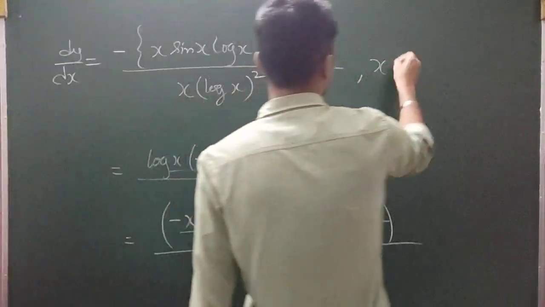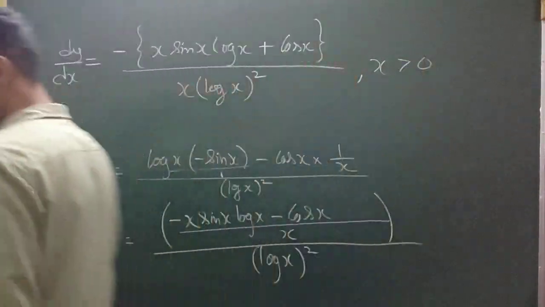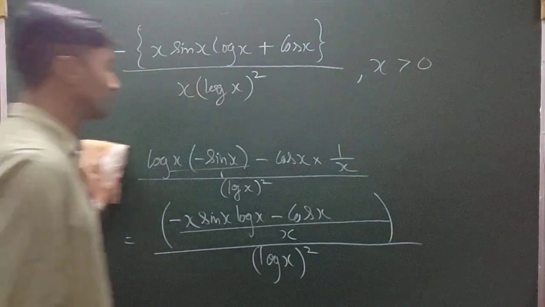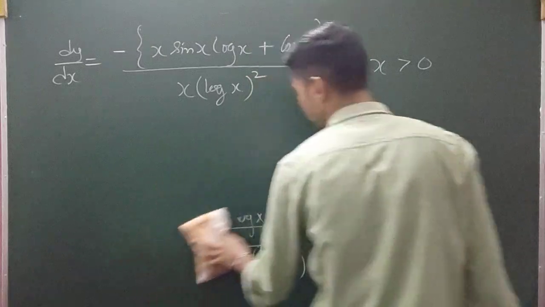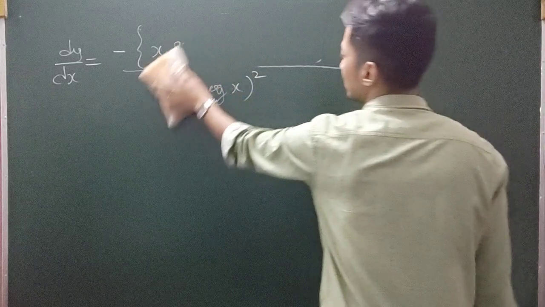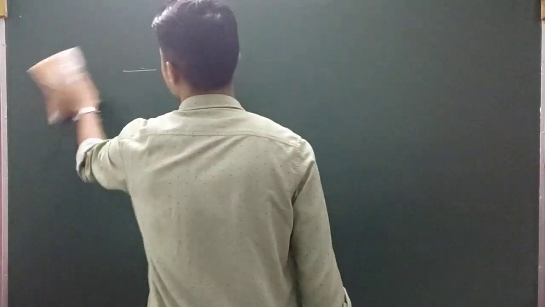As mentioned, x strictly greater than 0. Cannot be less than 0 also, because log is not defined for negative values. And cannot be 0 because then the denominator would become 0. That is not possible in mathematics.